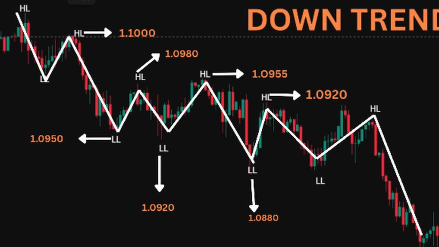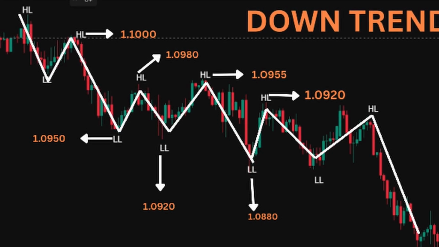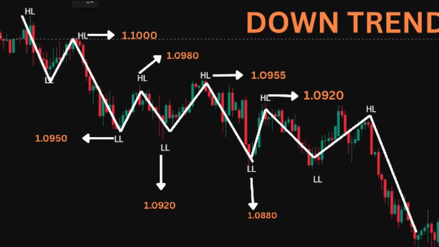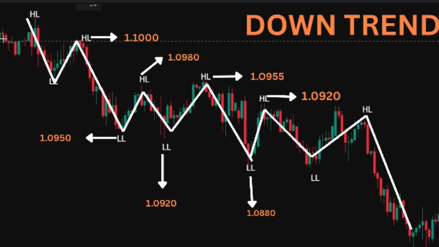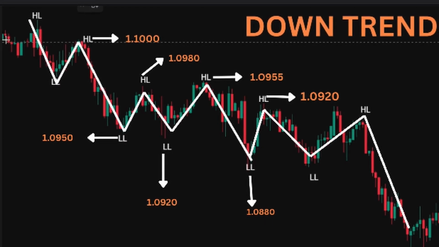And here's something important to understand about bearish moves. They tend to be faster and more violent than bullish moves. As price drops, stop losses trigger, which creates more sell orders, which drives price lower.